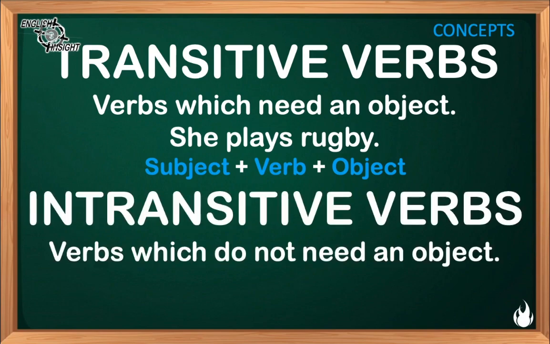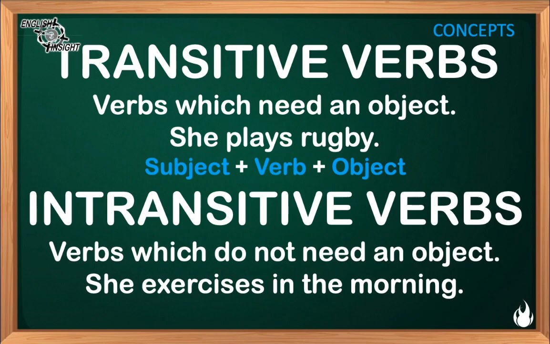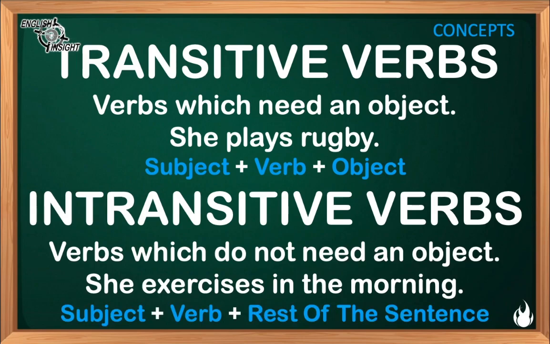Intransitive verbs are verbs which do not need an object. For example, she exercises in the morning. It follows the structure of subject plus verb plus the rest of the sentence. In the morning is not a complement of the verb, merely a descriptor. In this case, an adverb of time.